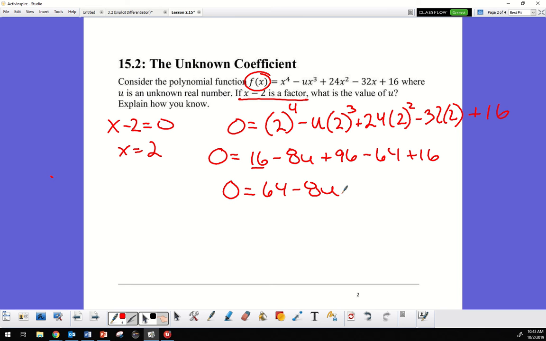Now what do I do? Subtract 64 from both sides, so it's going to be 64 equals negative 8u, right? Because I subtracted 64 from both sides. Divide both sides by negative 8. U is positive 8.